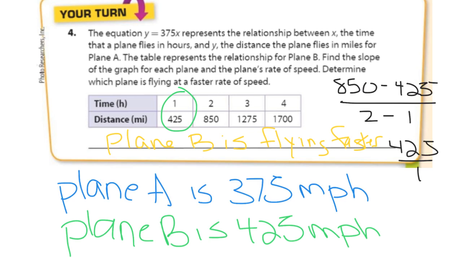You'll have a problem similar to this on your test, which will be on Wednesday, Thursday, probably Thursday though at this point.